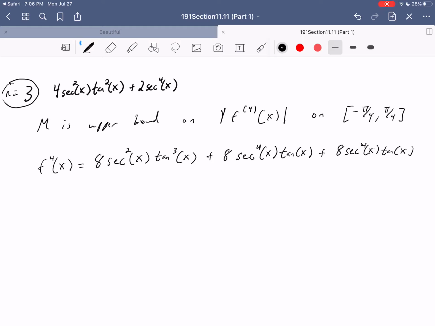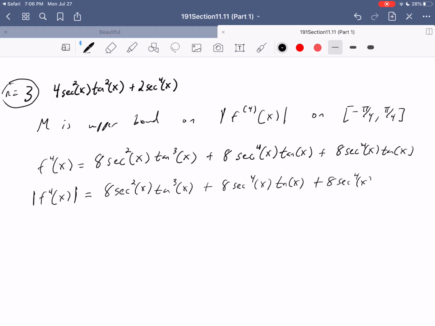Okay, now in absolute value, we can stick that stuff in absolute value. So absolute value, fourth derivative, is 8 secant squared times tangent cubed plus 8 secant to the fourth tangent plus 8 secant to the fourth x tangent. Now, this is a hard one to sort of see what's going to give you the largest value. Of course, all this is an absolute value.